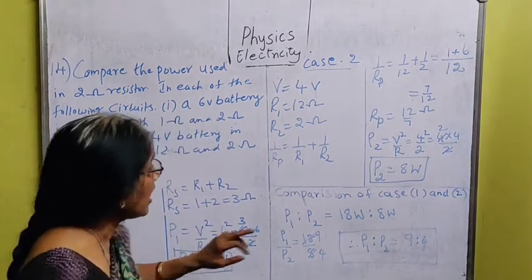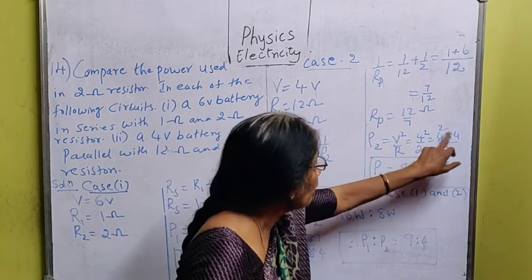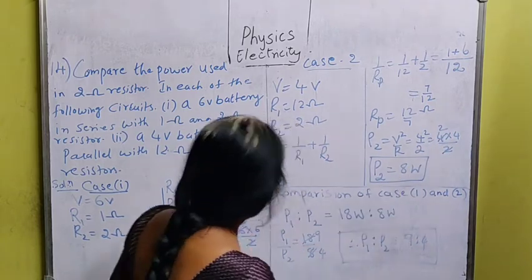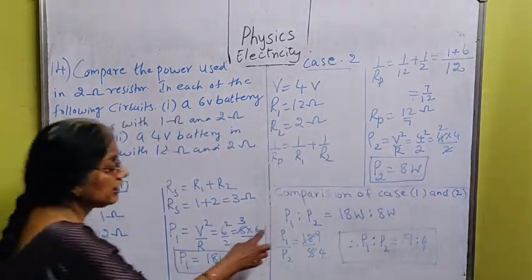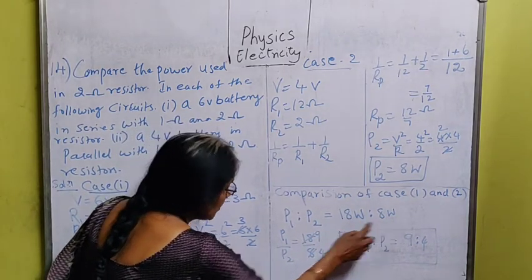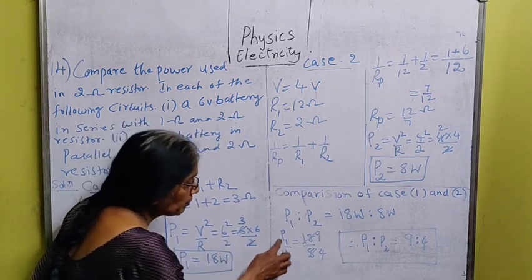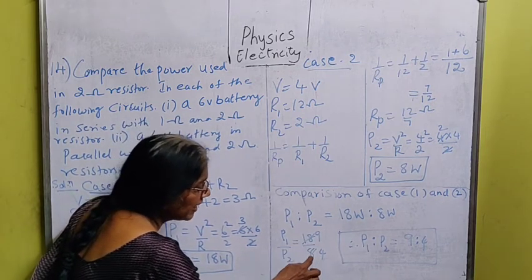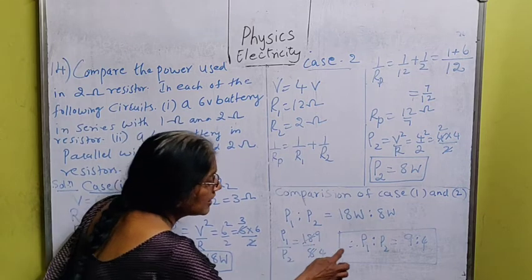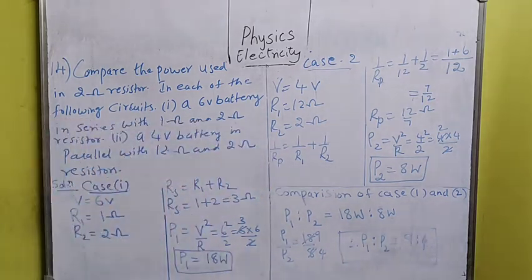P2 is V square by R. V is given, so 4 square by 2. So 2 2's are 4, 2 4's are 8, so 8 watt. Now we have to compare. P1 is to P2 is equal to 18 watt by 8 watt. So the ratio we can convert into a fraction. So P1 by P2 is equal to 18 by 8. 2 4's are 8, 2 9's are 18. Therefore P1 is to P2 is equal to 9:4. That is your answer.